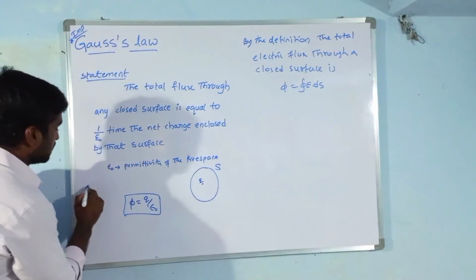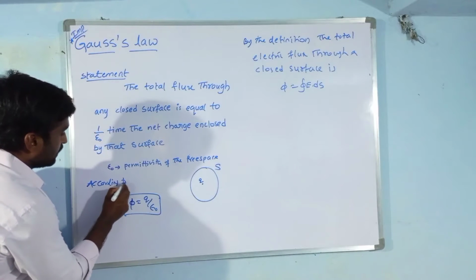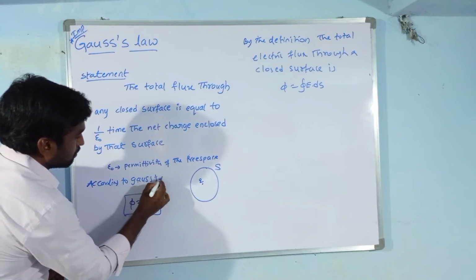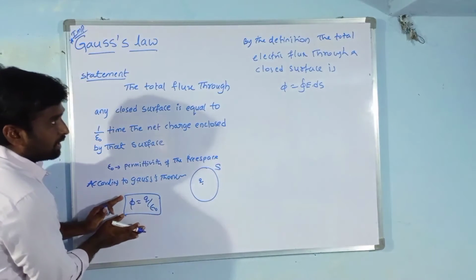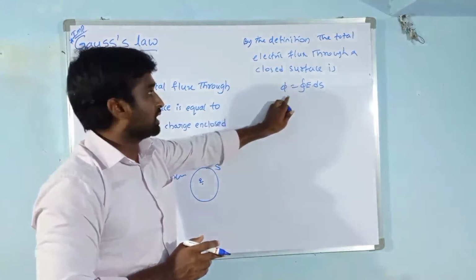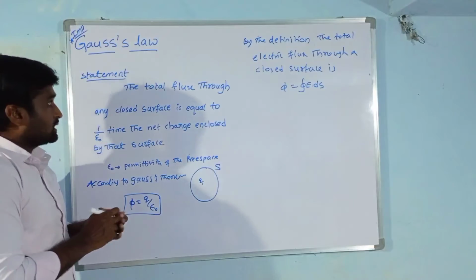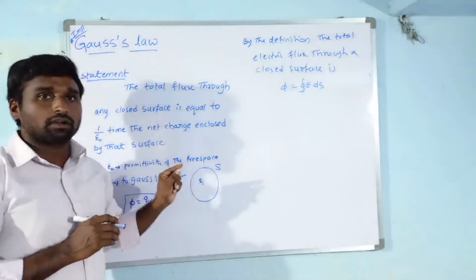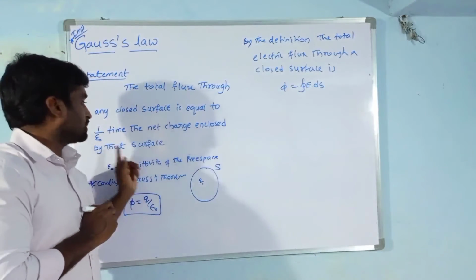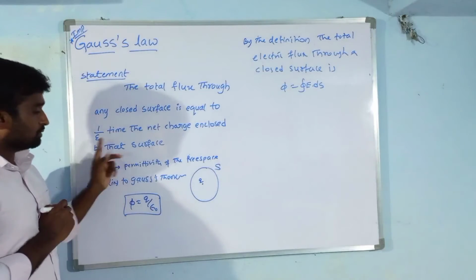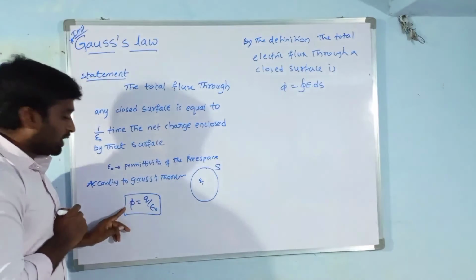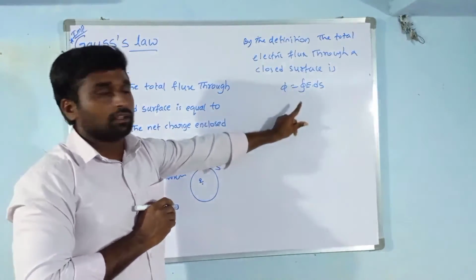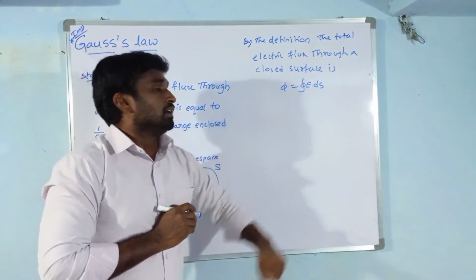This is by the definition of electric flux. According to Gauss theorem, the total electric flux through any closed surface is equal to 1 upon epsilon naught times the net charge enclosed by that surface. The mathematical expression is phi is equal to Q by epsilon naught. But what is phi? The total flux through any closed surface, that is the surface integral of E dot dS.